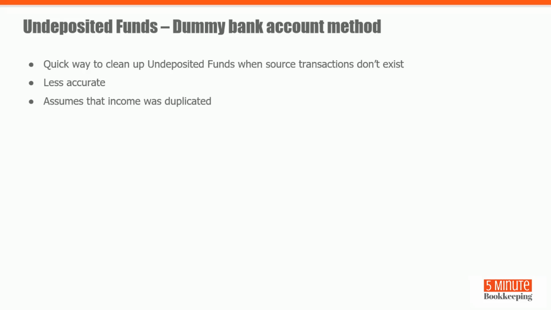The other method that I mentioned is the dummy bank account method, and this is a quick way to clean up undeposited funds when source transactions don't exist. And most of the time those source transactions do not exist, because anyone who's doing their own books is generally not keeping track of all of their source documentation. It is potentially less accurate, and it assumes that income was duplicated. And if you remember, I showed earlier how we saw deposits in the income account as well as invoices, and that shows us that income was duplicated.